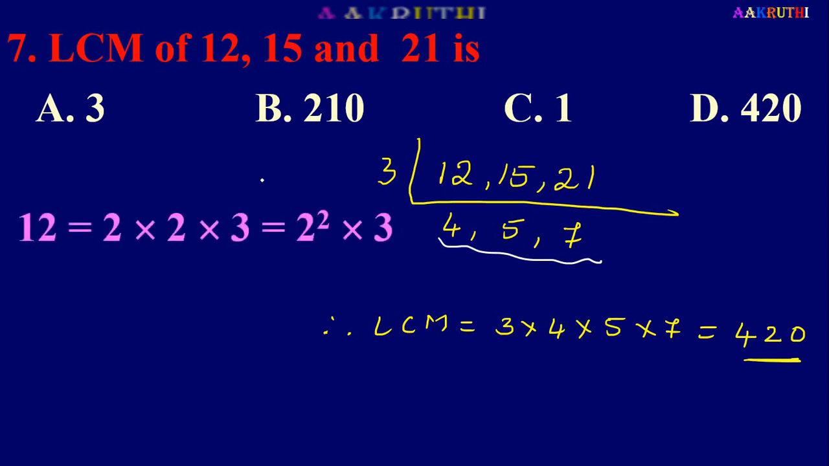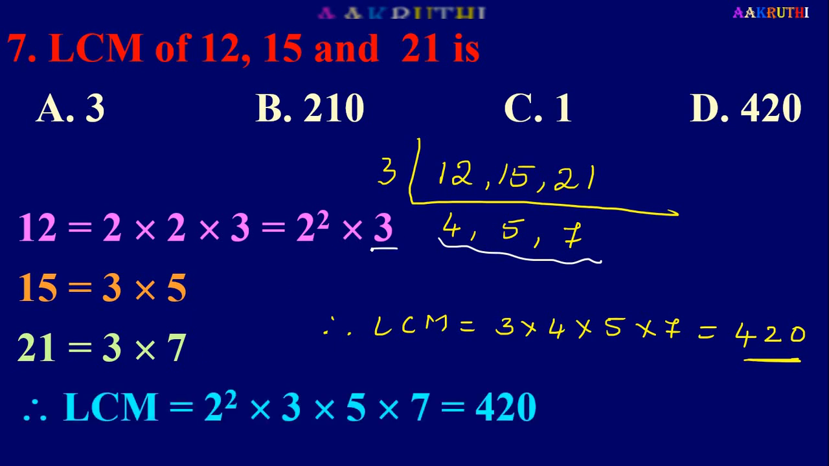Or else we can use the prime factorization method. That is, 12 can be written as 2 into 2 into 3, that is 2 square into 3. So which is 12, that is 4 into 3, 12. Same way, 15 can be written as 3 into 5 and 21 can be written as 3 into 7. And you have to find LCM. Here in 12 we have 2 square and there is no other 2 square. So therefore, LCM is 2 square into 3, then we have to write 5 here, so it is into 5, and here we have 7, so it is into 7. So therefore, LCM is 2 square into 3 into 5 into 7, which is equal to 420, which is option D.